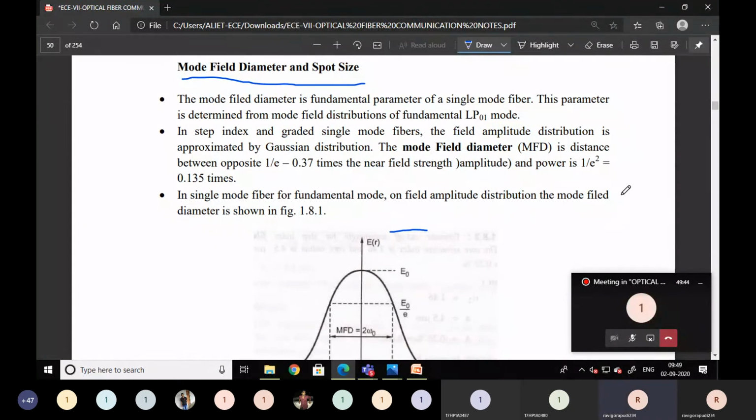Yes, it is visible. Then, what is a mode field diameter? You can write as it is. Mode field diameter is a fundamental parameter of single mode fiber. This is another parameter we are discussing. This is determined from the mode field distributions of the fundamental mode LP01.